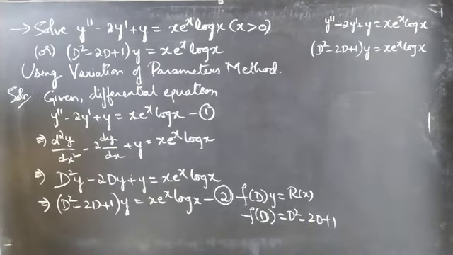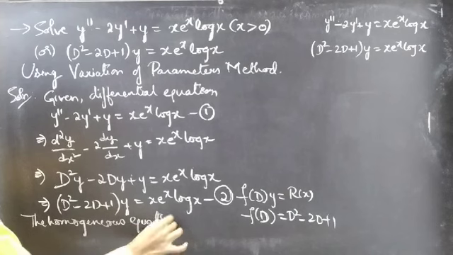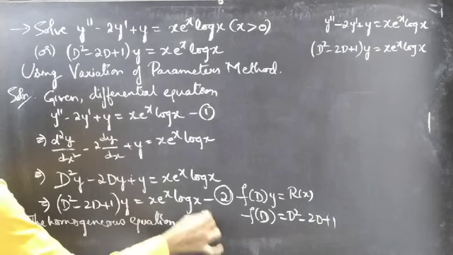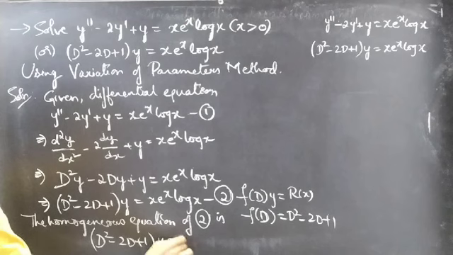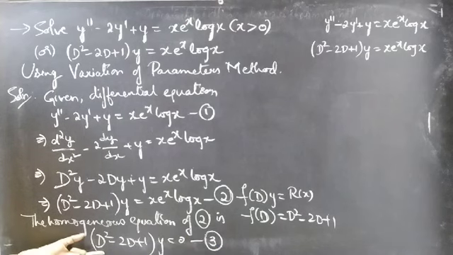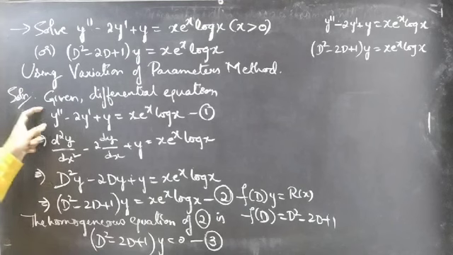Let's now write the homogeneous equation of equation 2. The homogeneous equation of 2 is D square minus 2D plus 1 into y equal to 0. Consider it as equation number 3. Now we'll find the solution to this homogeneous equation using the auxiliary equation. Later, using the solution of the homogeneous equation, we'll find the general solution of equation 1 and 2.